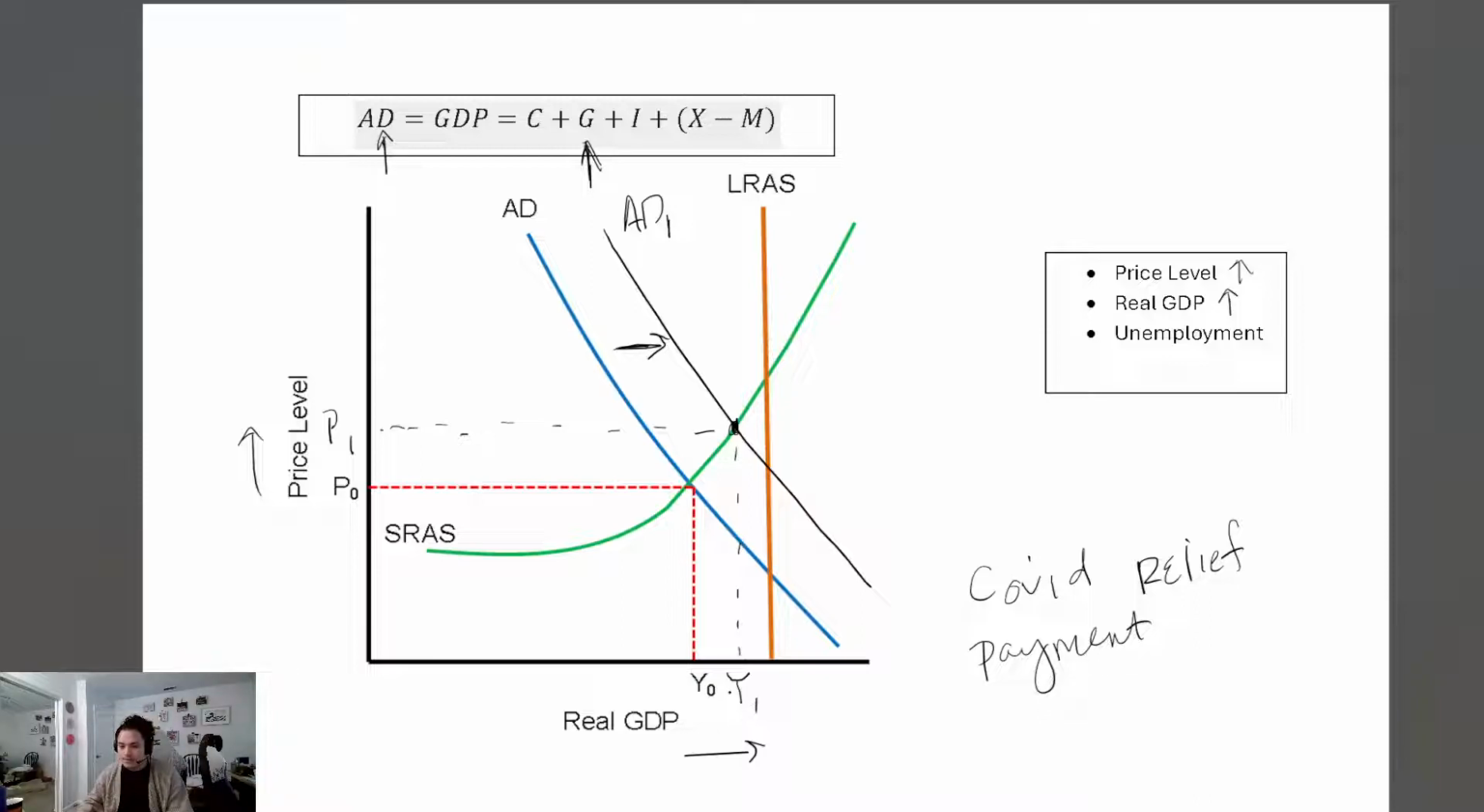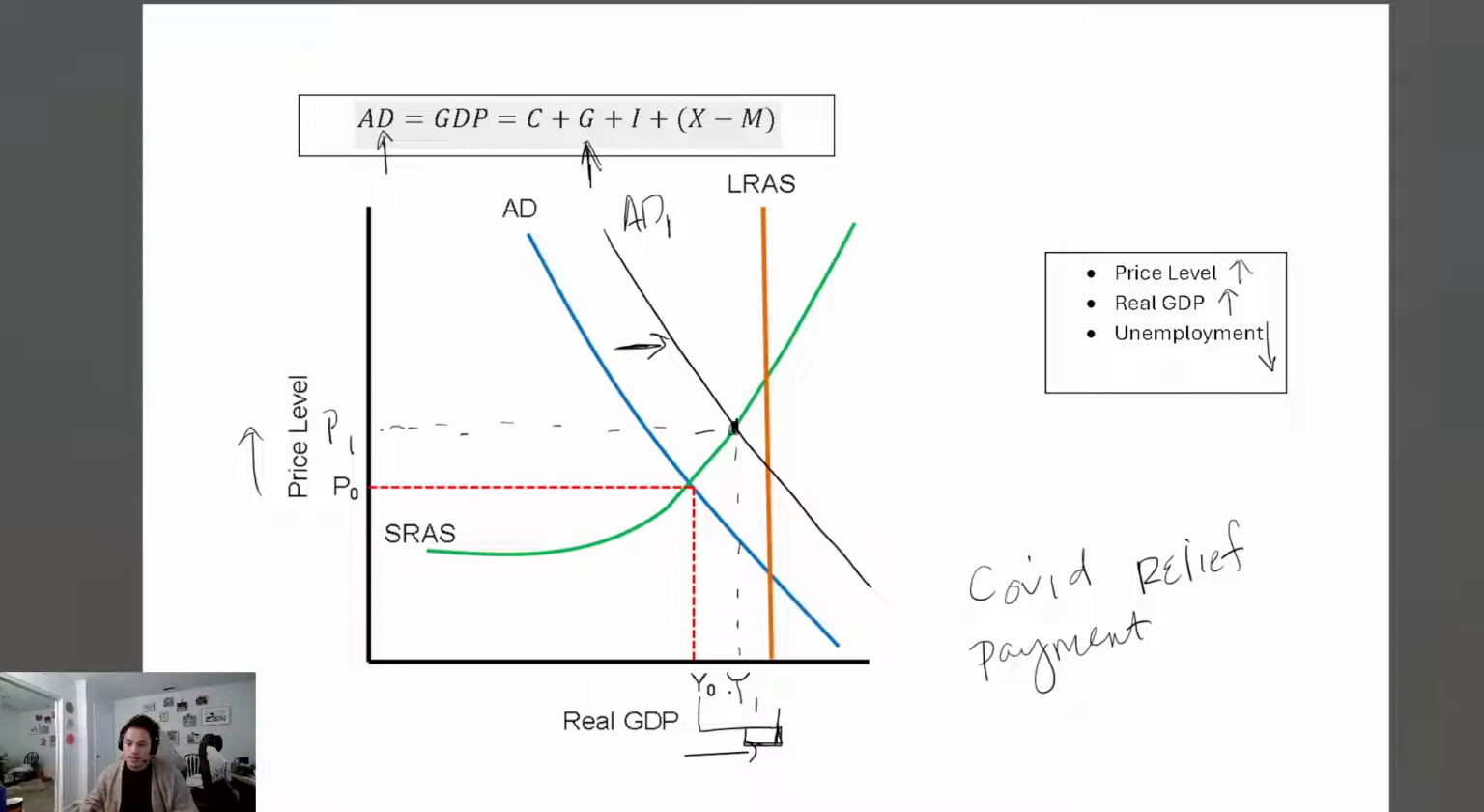And the last thing we want to compare is our unemployment. Remember that this gap between our initial equilibrium and the full employment level was our cyclical unemployment. So we had a decent level of cyclical unemployment at the initial equilibrium. When we close this distance between our new equilibrium output and the full employment level, we're able to reduce unemployment.